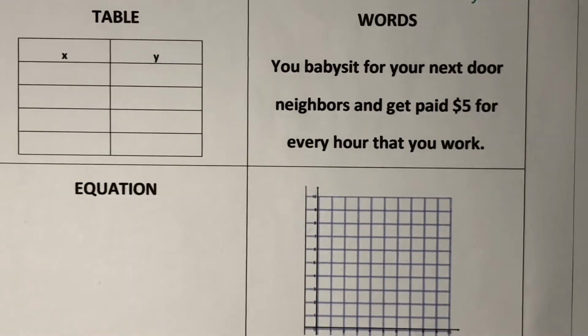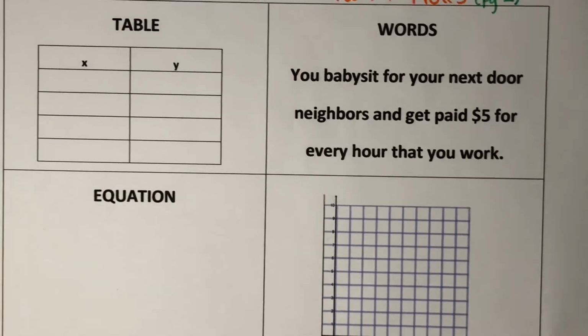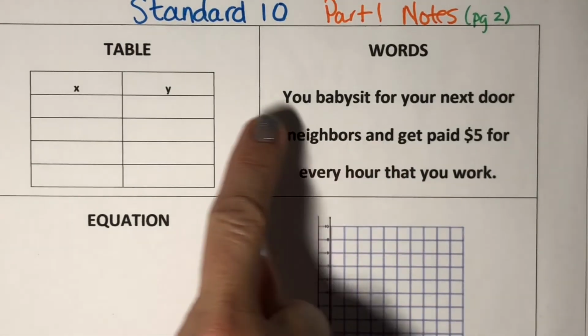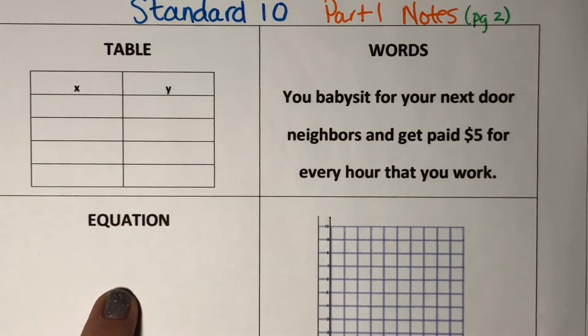Let's say you babysit, you're not getting paid very much, you're getting paid $5 an hour. That's okay, it's still good hard-earned money, right? And I want you to take these words and turn them into a table, we're going to write the equation, and we're going to graph it. And then we're going to take a look and see what they all have in common.